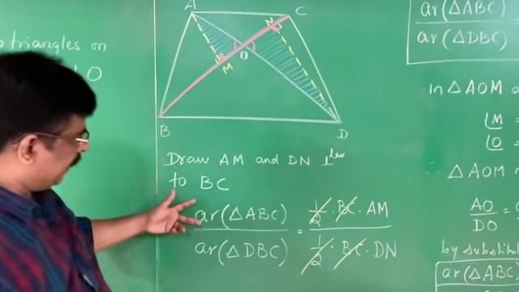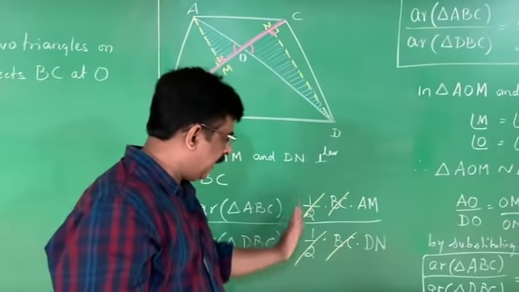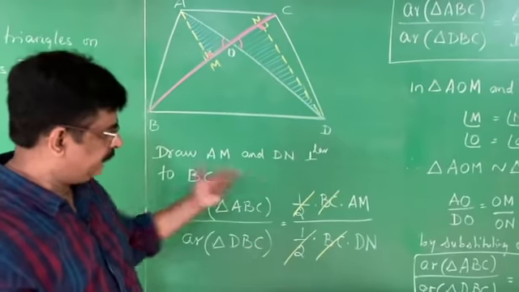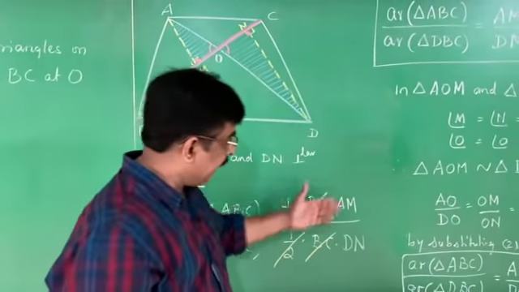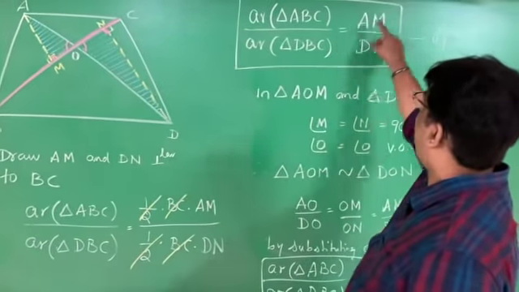Then I substitute: area of triangle ABC by area of triangle DBC is equal to half into base into height, half into base into height. Since the bases are same, I cancel them. Half is also cancelled. Then I got AM by DN. Area of triangle ABC by area of triangle DBC is equal to AM by DN.